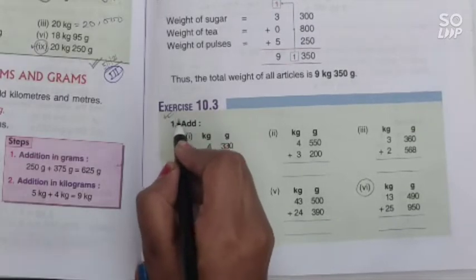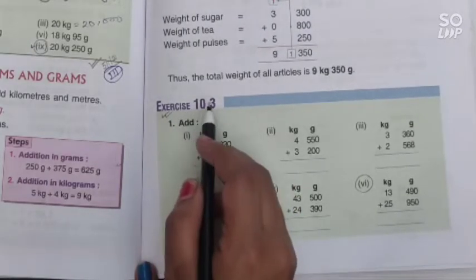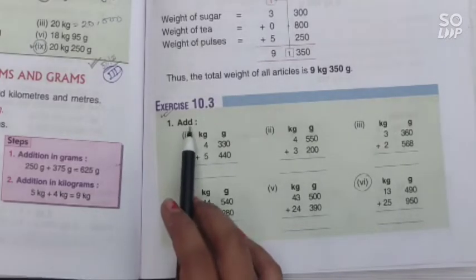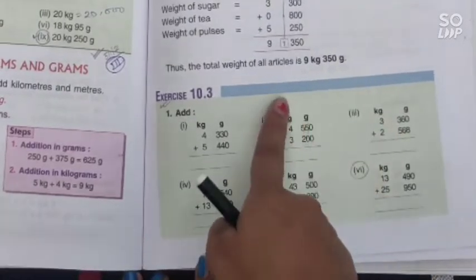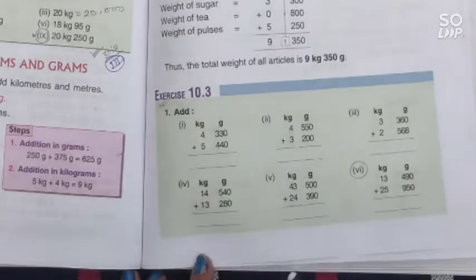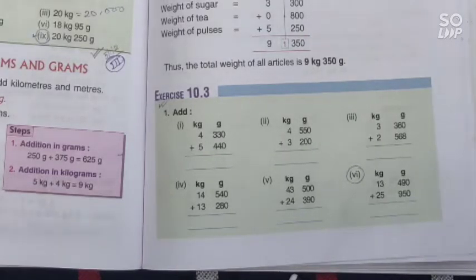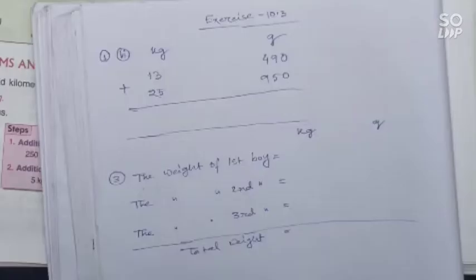First we will solve the maths from exercise 10.3. Question number 1, add. So you have to add all of these quantities. You have already learnt how you can add kilogram and gram. So from this question I will just solve one question, but you have to solve the other questions.